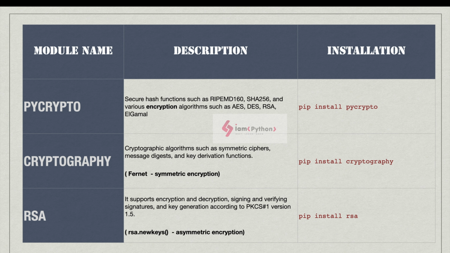The first one is a very powerful library which has all types of encryption algorithms. The second one is cryptography, which we mainly use for the symmetric encryption process, where you use only one key. In cryptography, there is a submodule called Fernet, which we are going to use for the entire encryption process. RSA also supports encryption and decryption, and we mainly use it for the asymmetric encryption process. That means you are going to create two keys here, one public and another private.